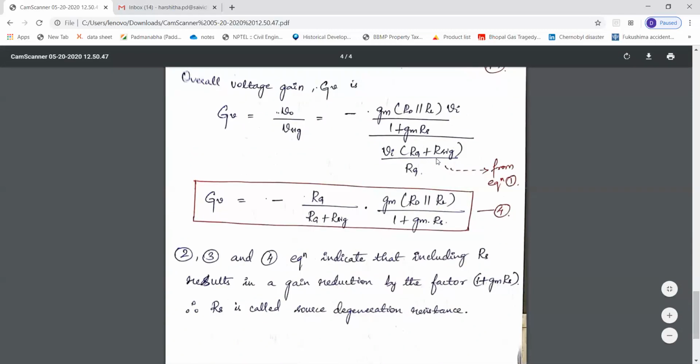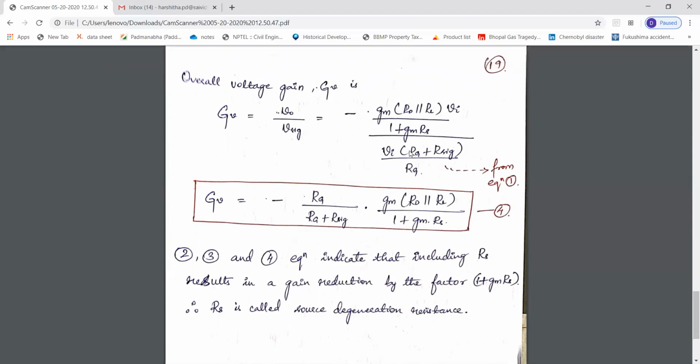See here, Gm into RD parallel RL over 1 plus Gm into Rs. The numerator of V signal has Vi, and in the numerator of V naught we also have Vi, so they both get cancelled. This is multiplied by the reciprocal, so it will be minus Rg by Rg plus Rsig into Gm into RD parallel RL divided by 1 plus Gm into Rs. Name this as equation 4. This is the overall voltage gain.